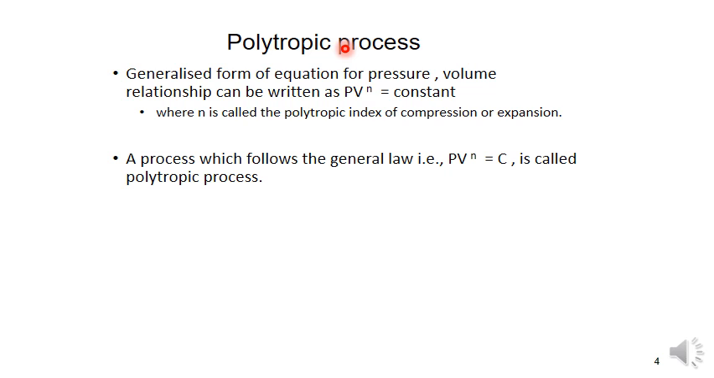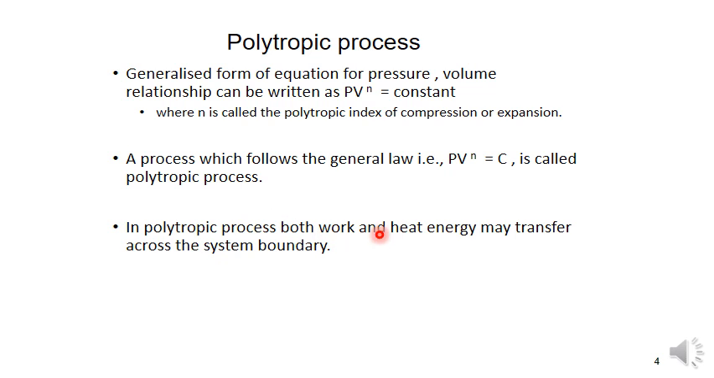A process which follows the general law PV power n is called a polytropic process. In the polytropic process, both the work and heat energy may transfer across the system boundary. This point is very important. Whereas in the adiabatic process, only work may be transferred across the system and the heat transfer across the boundary is zero.